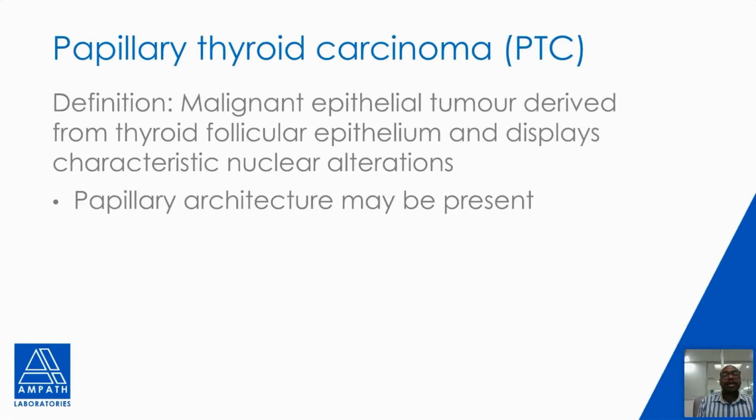So starting with papillary thyroid carcinoma, this is a malignant epithelial tumor derived from thyroid follicular epithelium, and it displays characteristic nuclear alterations or nuclear features. You may have papillary architecture, but that is not a prerequisite. What is important is that you must have nuclear features of papillary carcinoma.